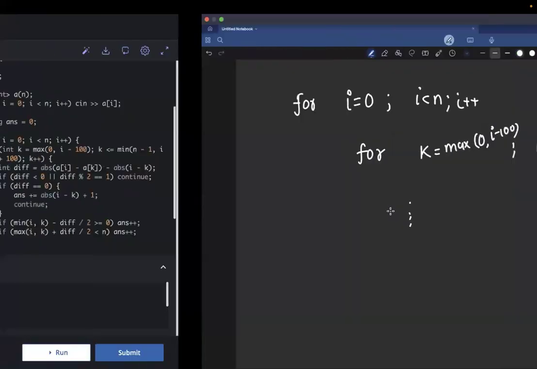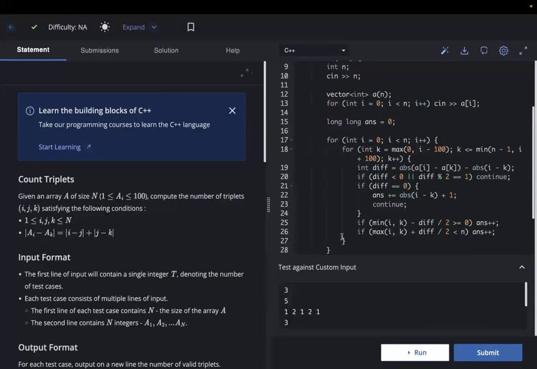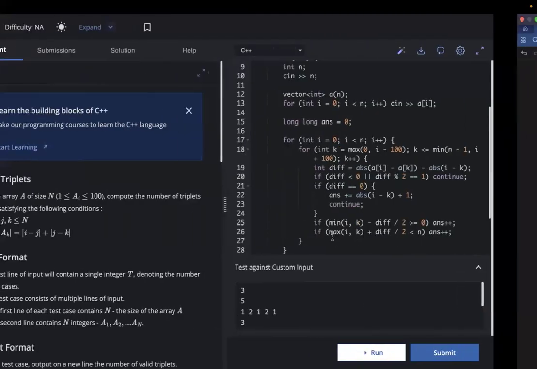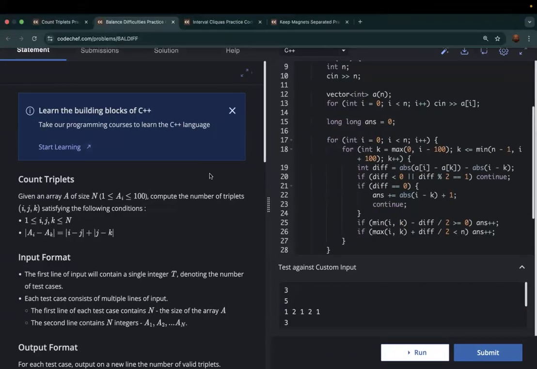So how is it? Shall we move on to the next problem? Okay, very well.